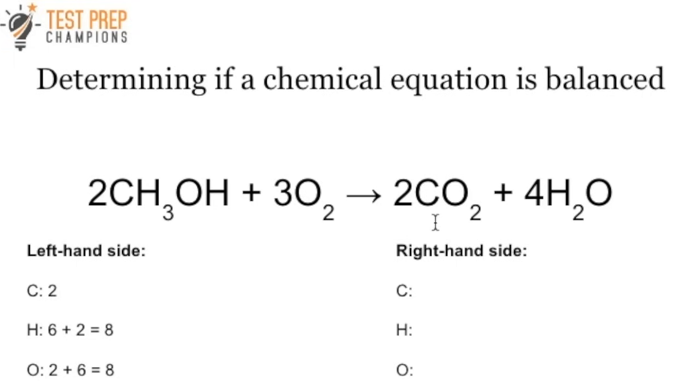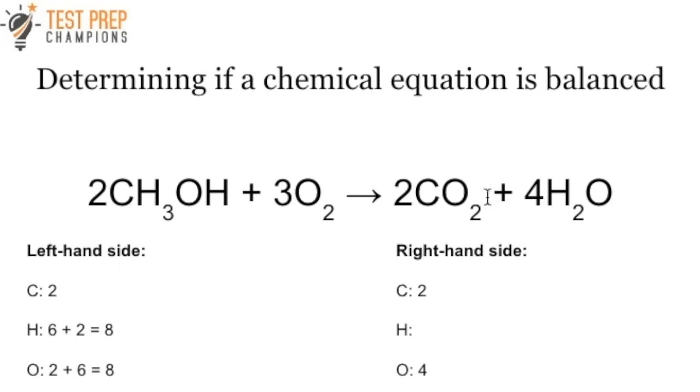For the carbons over here, I see we've got two carbons, because we've got a two out front here. We've got one carbon, two times one is two. Now what about the H's? Well, we see H with a little 2 here, and a 4 out front, so we do 4 times 2, which is going to be 8. So again, we've got those two carbons, and if we go to the oxygens now, we're going to do a similar process.